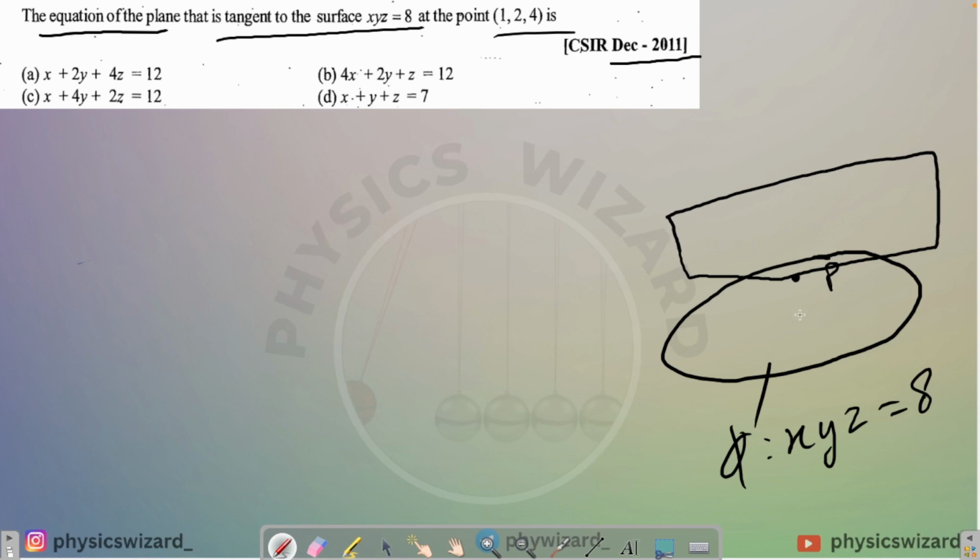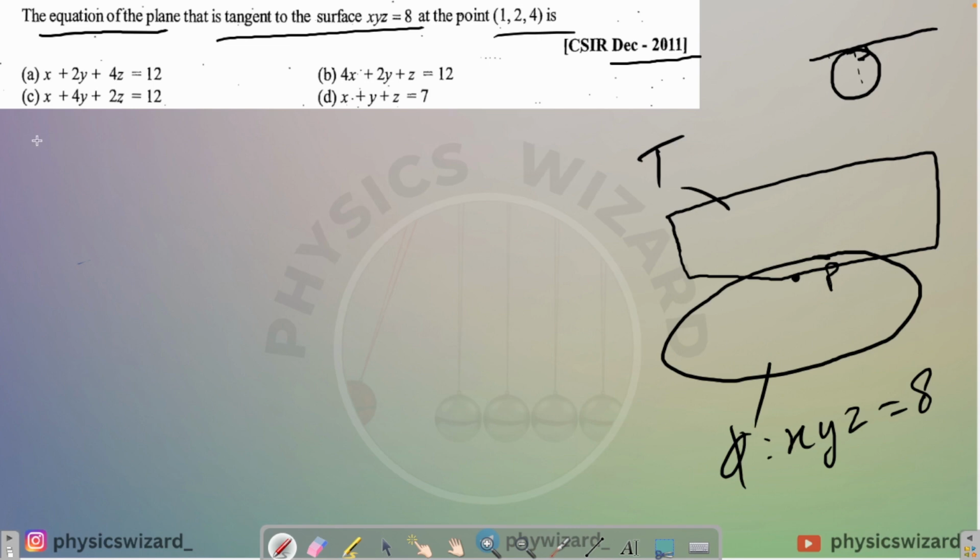What do we mean by tangential? It is perpendicular. In 10th class we read about a circle and its tangent. The tangent is always perpendicular. So it is asking for the equation of this plane. Let's say the equation is denoted by t.